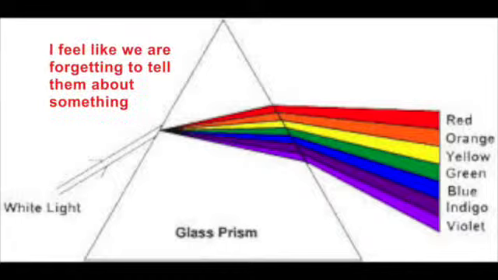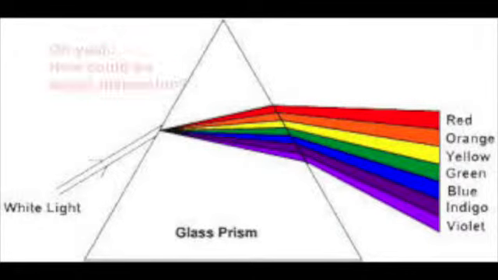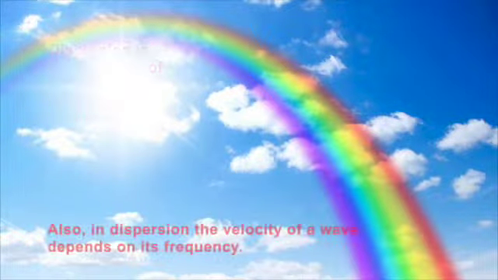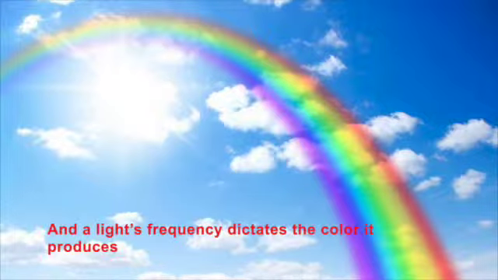Exactly. I feel like we are forgetting to tell them about something. Oh yeah, how could we forget dispersion? Dispersion is the breakup of light into its spectrum. Also, in dispersion, the velocity of a wave depends on its frequency. And a light's frequency dictates the color it produces. Yeah, so we can get all the colors of the rainbow.